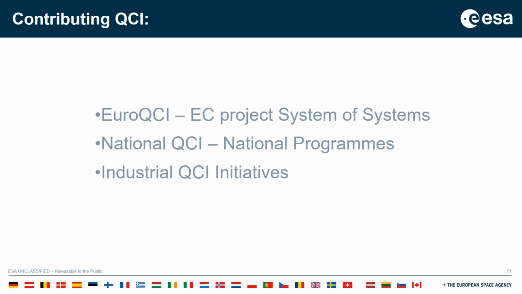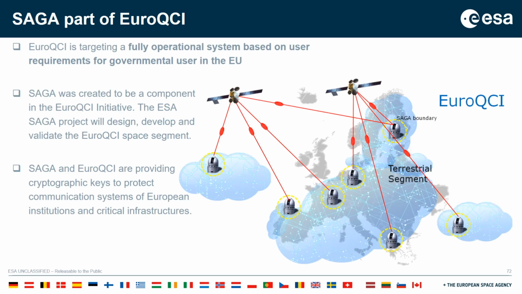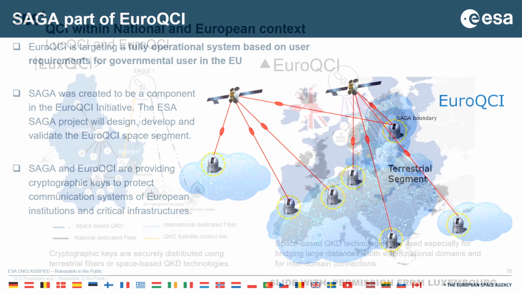So, as I said, EuroQCI is a system of systems, supported by national QCI programs, which are also supported by industrial QCI initiatives. As we said, this is how we foresee the space part of the EuroQCI system looking. This is what we envision from ESA. So each of the different national QCIs interconnect via space links.